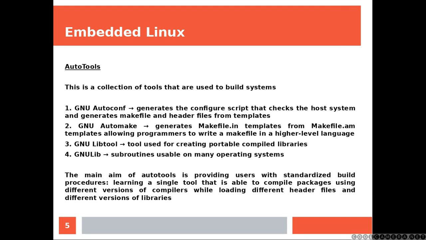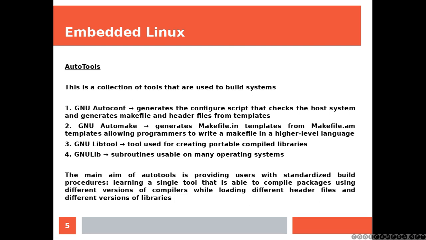Autotools. This is a collection of tools that are used to build systems. What do we have? So we have Autoconf, which generates the configure scripts that create the host system and generate Makefile and header files from templates. Automake generates Makefile.in templates from Makefile.am templates, allowing programmers to write Makefiles in a higher level language. Libtool is a tool used for creating portable compiled libraries. Gnulib, subroutines usable on many operating systems.